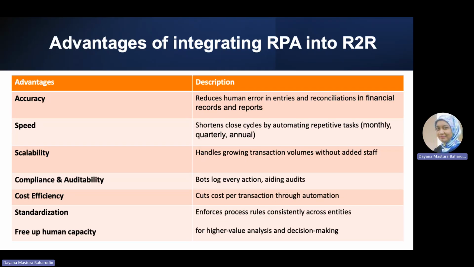Okay. And let's see here: compliance and auditability, bots log every action, aiding audits. Cost efficiency, cut cost per transaction through automation, of course. Standardization, enforces process rules consistently across entities. Free up human capacity for higher value analysis and decision making.